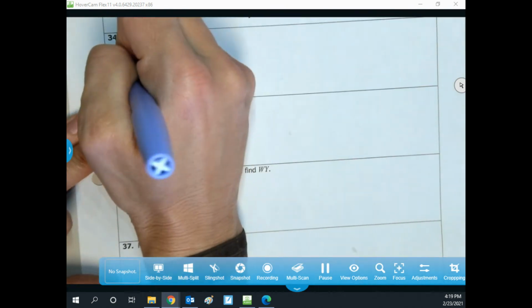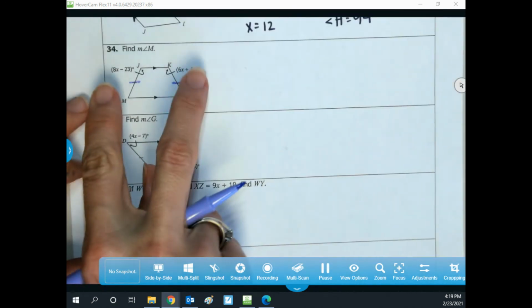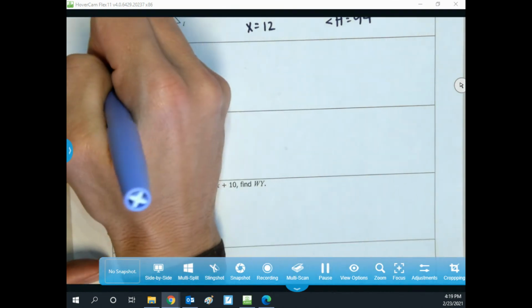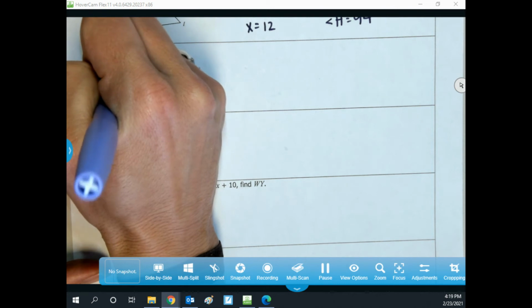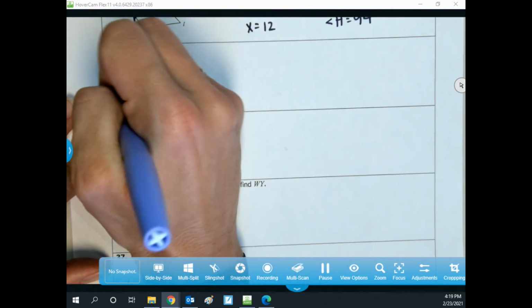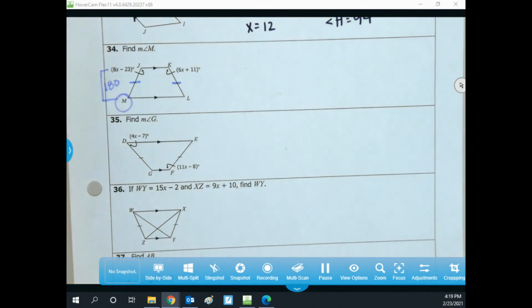All right, in number 34, we have an isosceles trapezoid. In an isosceles trapezoid, these two angles up here are equal to each other, and then these two angles have to add up to be 180. Knowing that, go ahead and solve for angle M now.